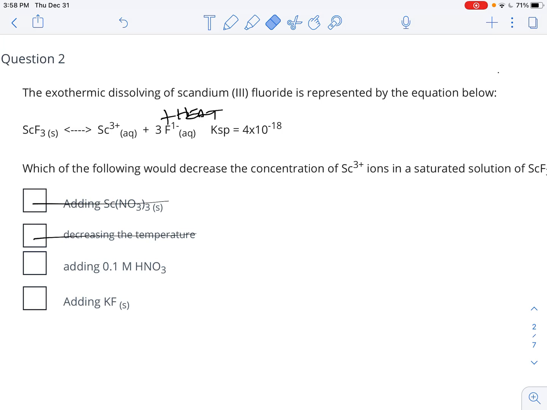Well, let's see, what does nitric acid have to do with this? Technically, nothing. The short answer is nothing. But until we get involved with the idea of acid-base properties, we're going to ignore the fact that this is technically going to have an effect on this, but it's not going to be an effect that we know about. Since we don't know about strong acids and weak acids yet, we're just going to ignore this, because technically it has an effect, but I'm not going to get into it. Because the better answer here is the KF.